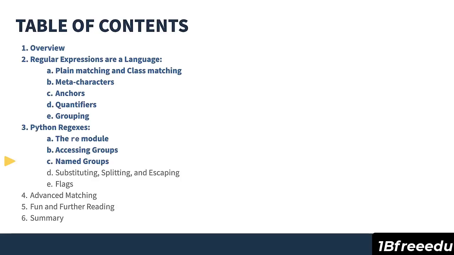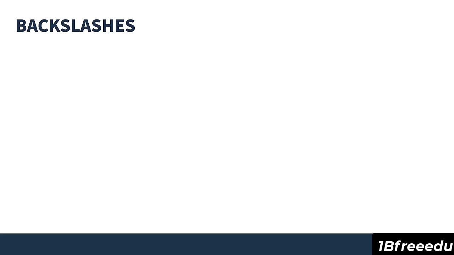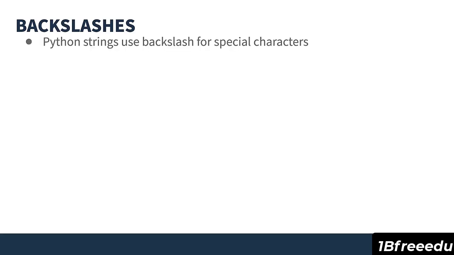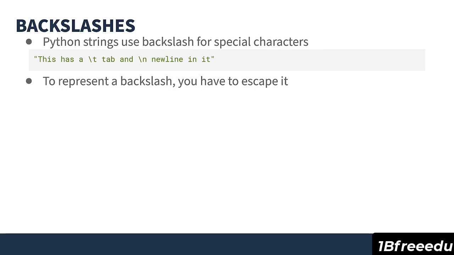In the previous lesson, I showed you how to use regular expressions in Python with groups and getting at the group data. In this lesson, I'm going to show you an advanced version of grouping where you can name the groups. First, a little tangent. You may recall that Python uses backslashes to escape special characters inside of strings. For example, \t and \n are the tab and newline characters. If you want a backslash inside of a string, you have to escape it with another backslash.